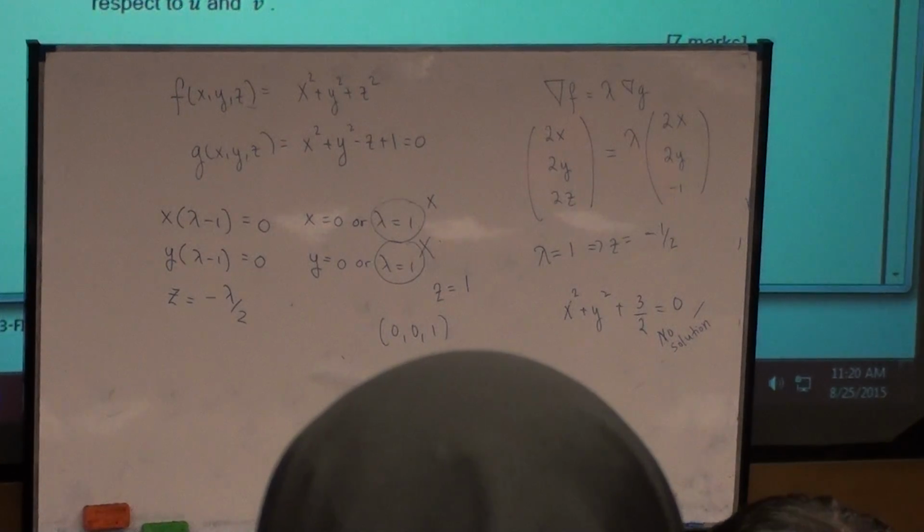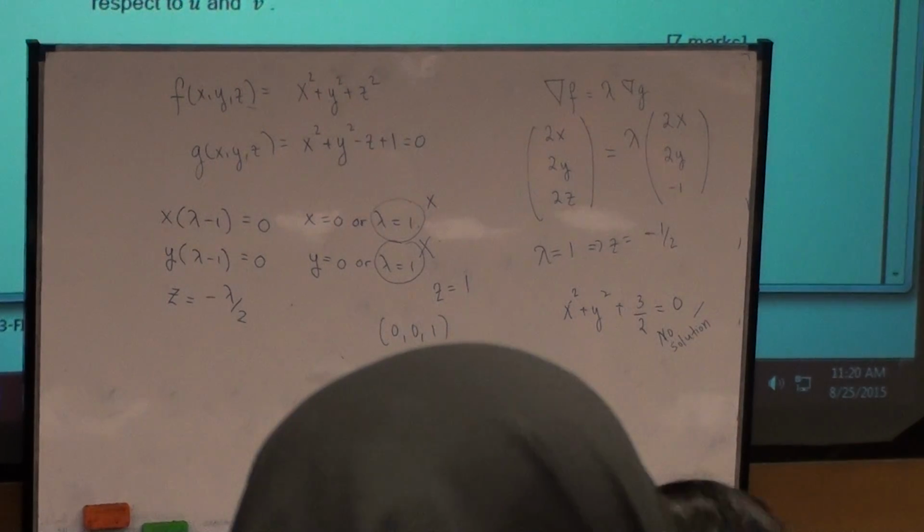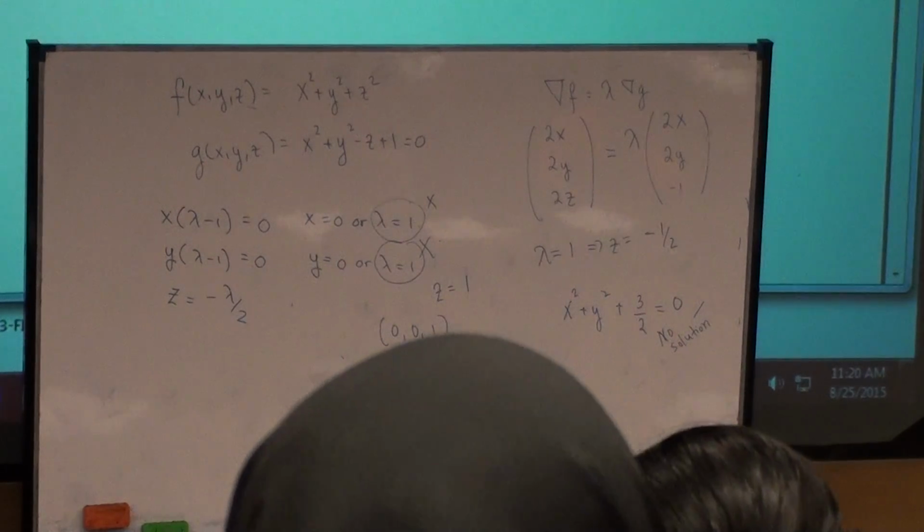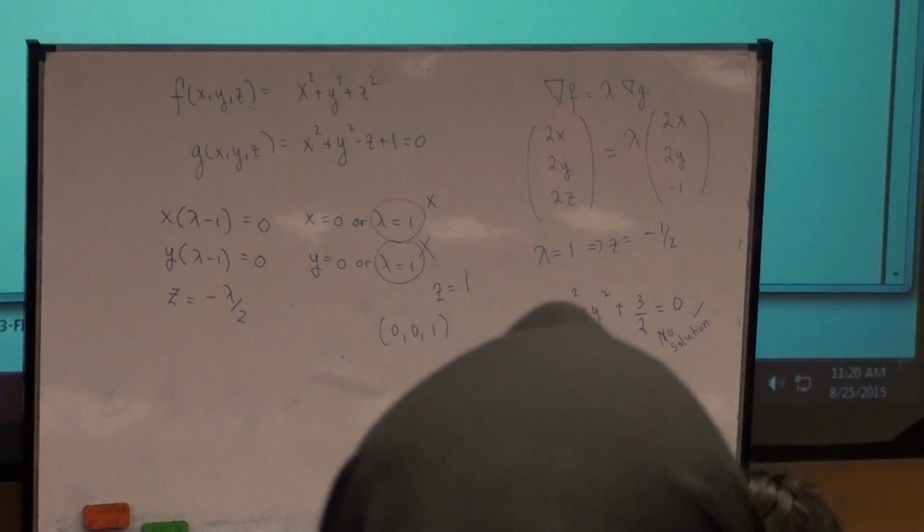So x equals 0, y equals 0, z equals 1. You all know how to do this.